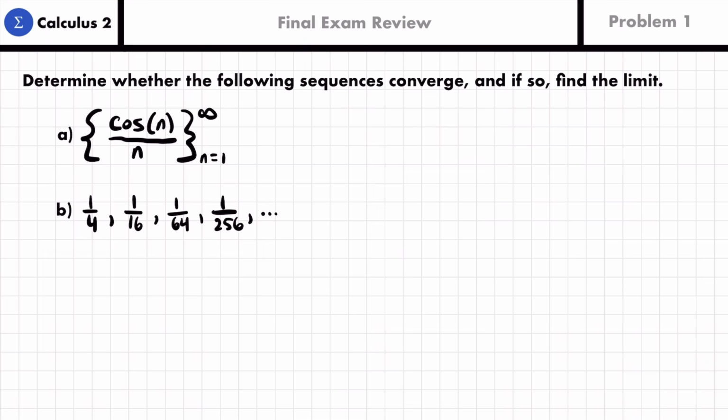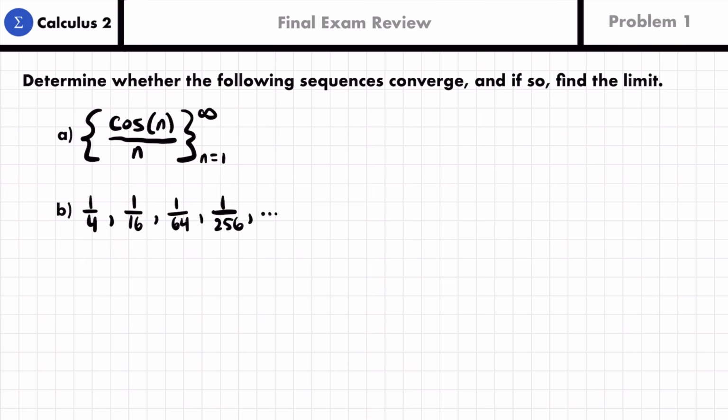Okay, so for our first review problem, we want to determine whether the following sequences converge, and if so, find the limit. And we're given two different sequences to work with. We have a part A and a part B. Let's just focus on part A to start. We are given a sequence cosine of n divided by n, where n starts at 1 and increases towards infinity.